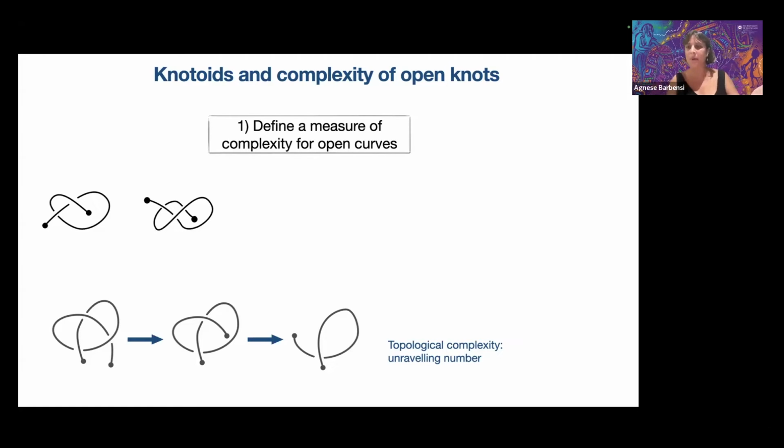so the minimal number of forbidden moves needed to fully untangle a notoid diagram, as suggested by the schematic here on the bottom of the figure. And this raveling number provides a measure of topological complexity for each single notoid type.